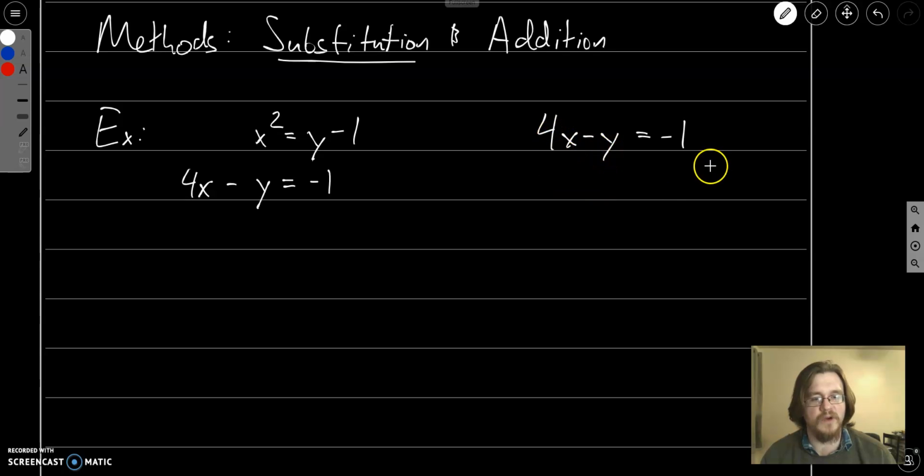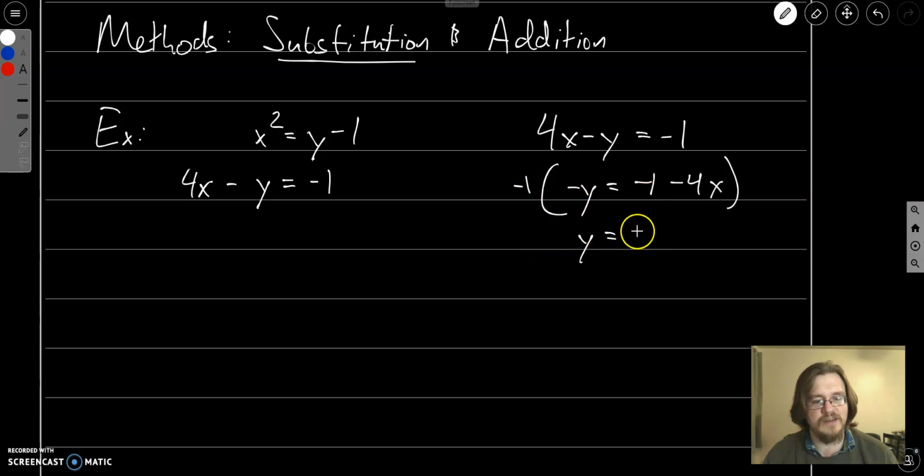Maybe I will move the 4x to the other side. So I'll subtract 4x from both sides. So we'll get minus y is equal to negative 1 minus 4x. And I have a minus sign there, so I'll multiply everything by negative 1. Negative 1 times negative y is just y. Negative 1 times negative 1 is 1. Negative 1 times negative 4x, well, that's positive 4x. So now I know that y is equal to 1 plus 4x.